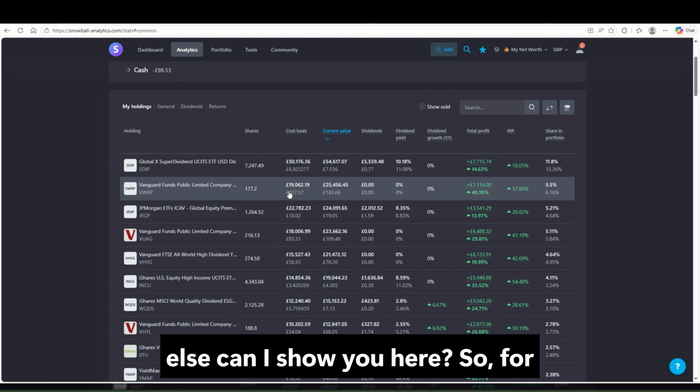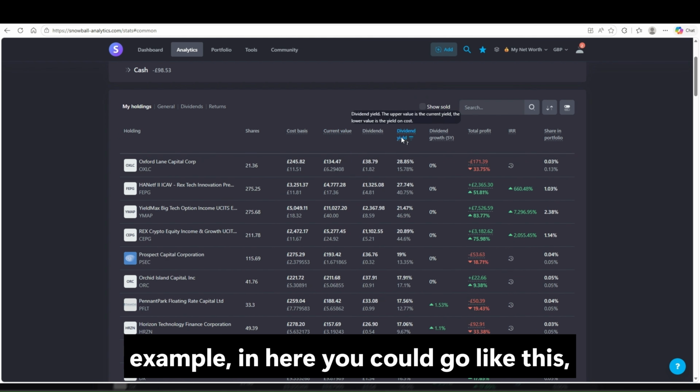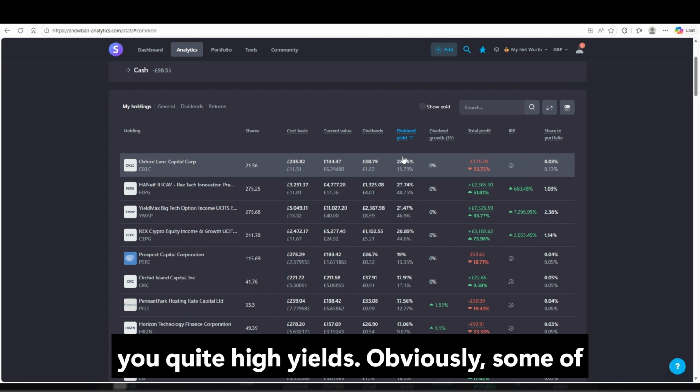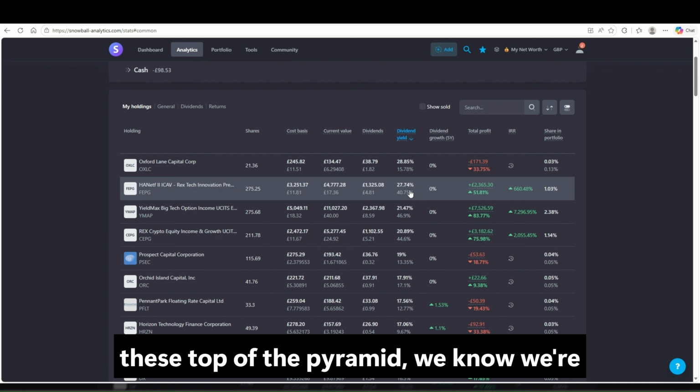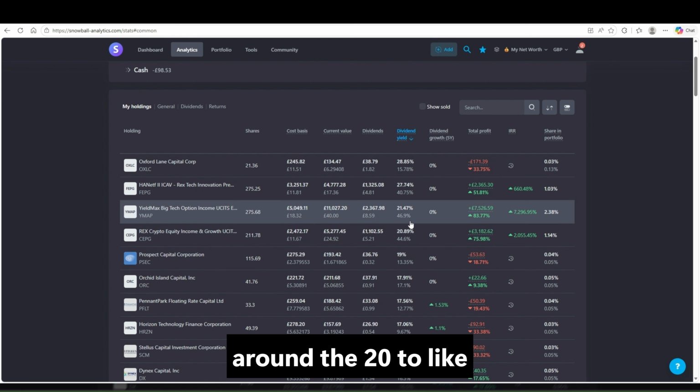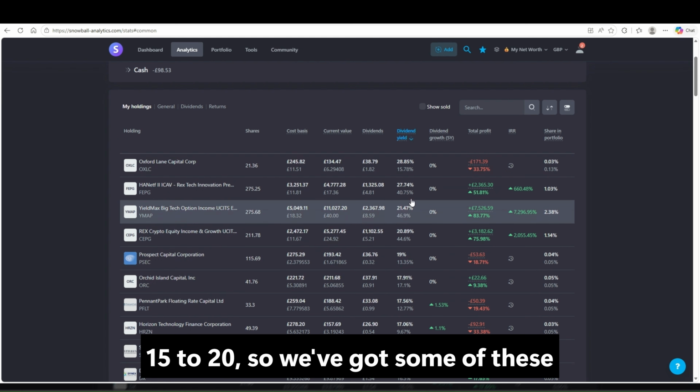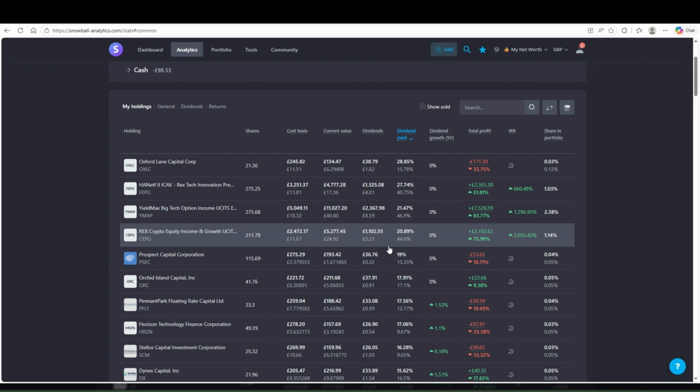What else can I show you here? In here, if you go like this, you can see which ones are giving you quite high yields. Obviously some of these at the top of the pyramid, we know we're around 15 to 20. So we've got some of these within a pyramid.